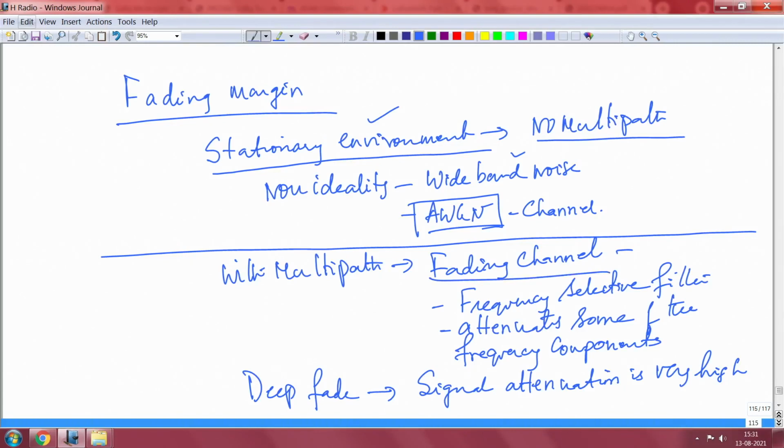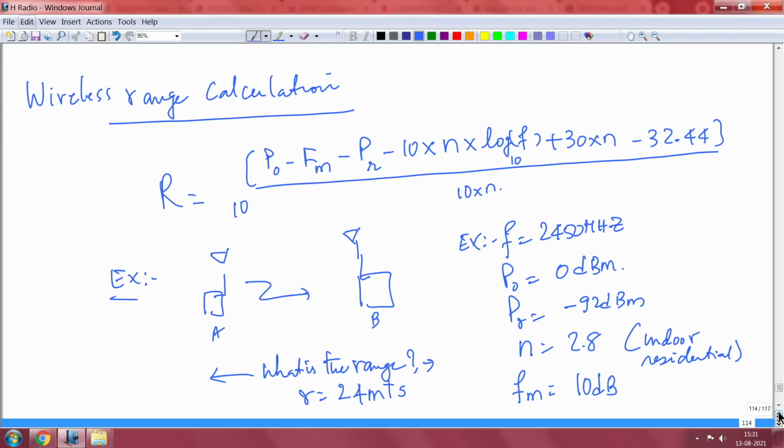Now when you say fading channel, you are talking about a frequency selective filter, as I mentioned already, and it attenuates some of the frequency components. A channel is considered to be under deep fade when the signal attenuation of some of these frequencies is so intense that you cannot recover the signal at all. So when you design your range, when you are interested in your range computation, you must give a margin for the fading, and that is essentially coming up here in this expression.